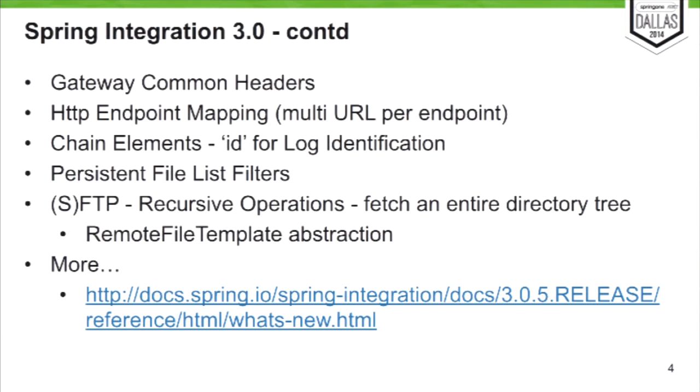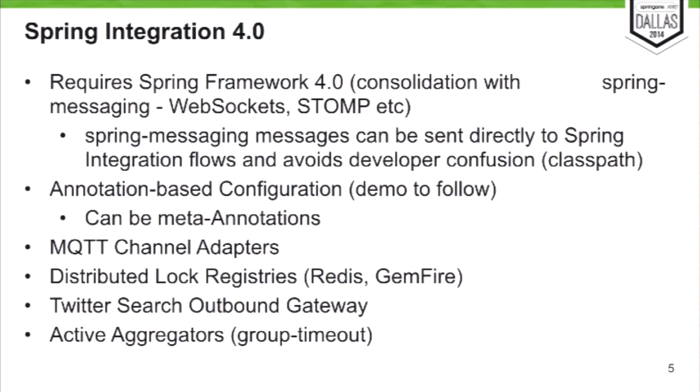Persistent file list filters, this is so that, as I'm sure you're all aware, if you're using a file inbound adapter, the default is the accept once file list filter, but it's an in-memory implementation, so it doesn't survive application restarts. You can now use persistent file list filters. The SFTP and FTP outbound gateways, you can now do mgets, you can do recursive listing of the remote directory. And there's a link there just to the what's new in the documentation.